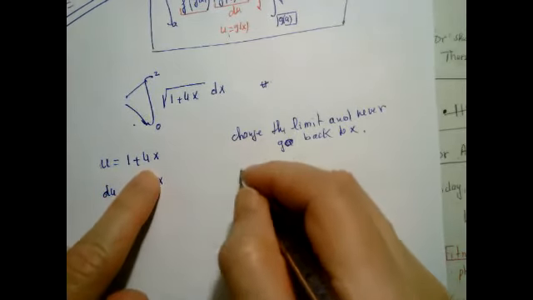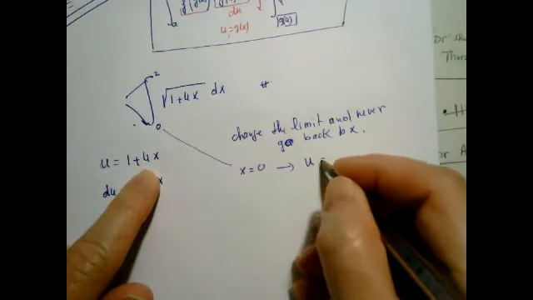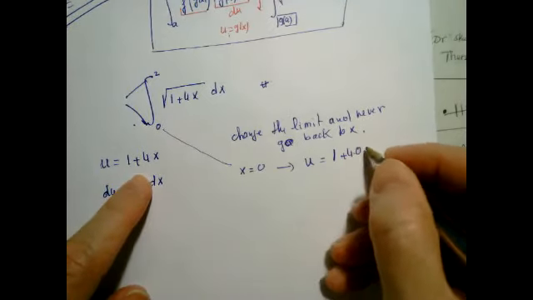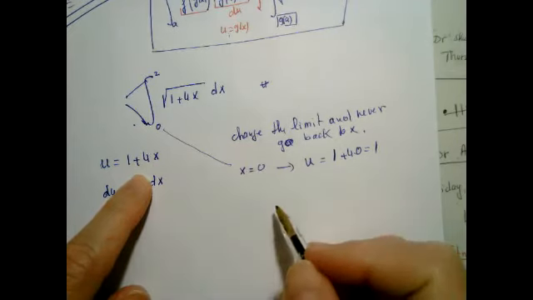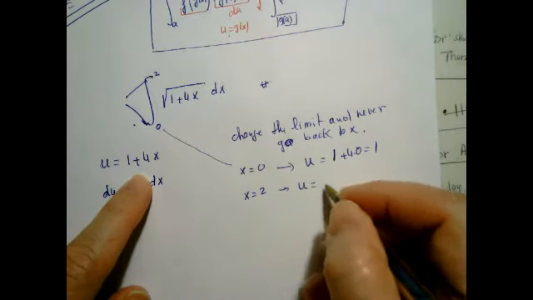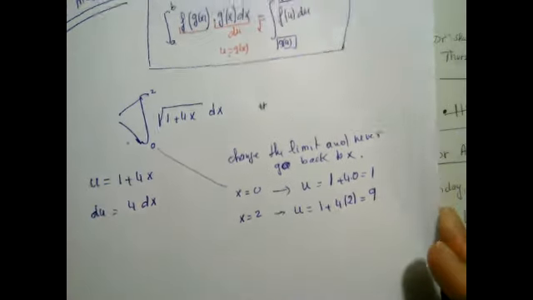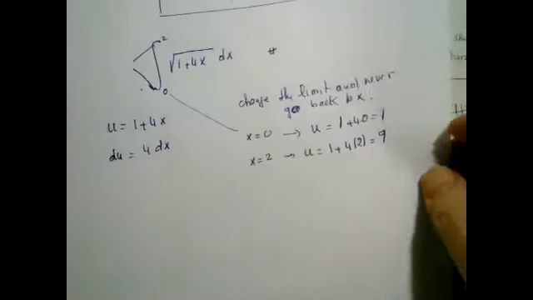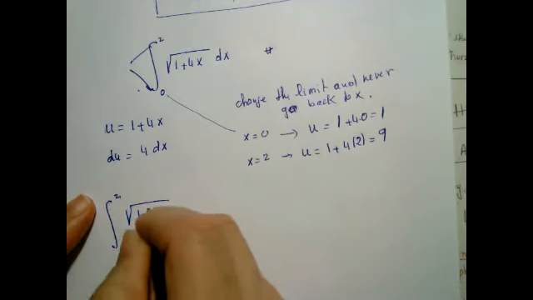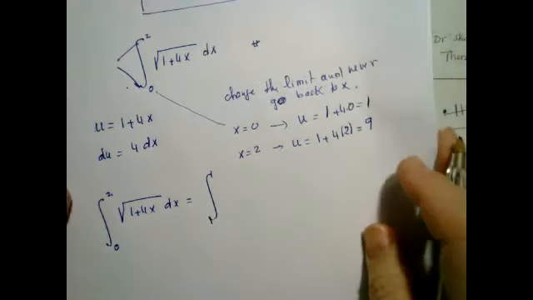Let's see what I mean by that. If the lower limit is x equal to 0, my u will become 1. So I'm substituting 0 for x in u. Now, when x is 2, that's the upper limit, then u would be 1 plus 4 times 2, which is equal to 9. What this theorem tells me is the following. If I change the limit, then this definite integral, which is, remember, a number, is equal to this new definite integral.